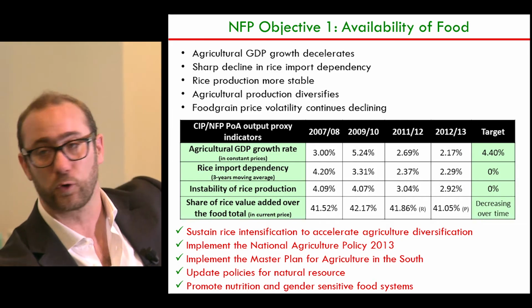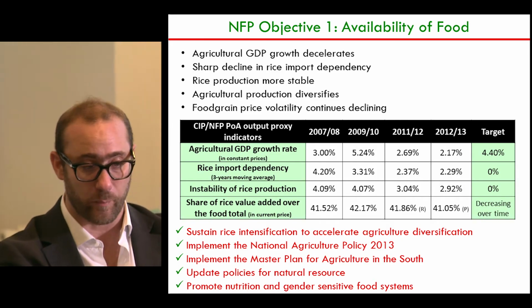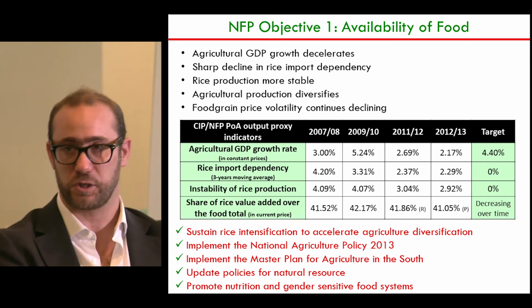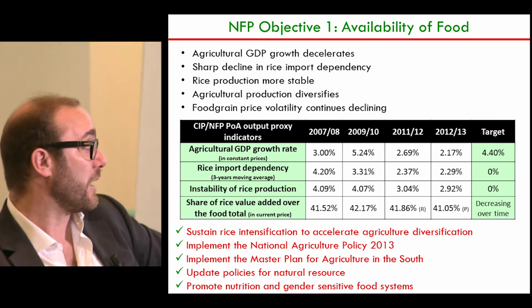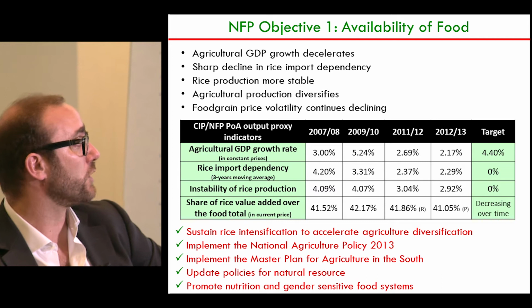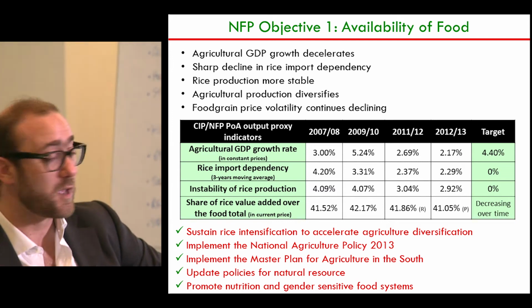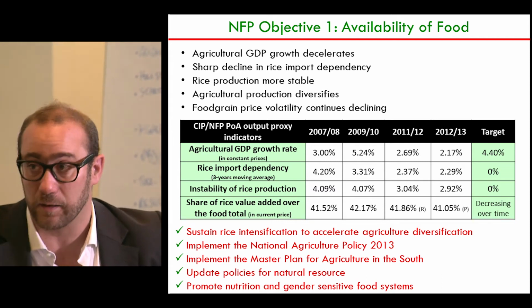Just one case for agriculture GDP growth rate: the target, as you can see, is 4.4% per year, but what was achieved in the last year monitored is only 2.17. That means that it is lagging behind.